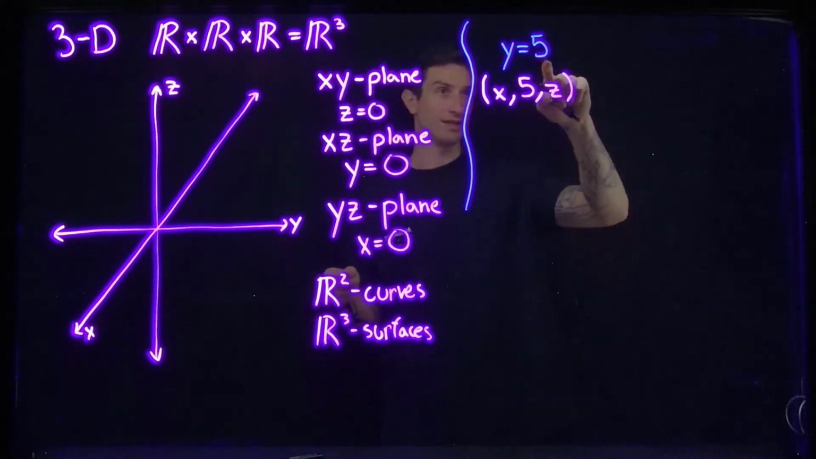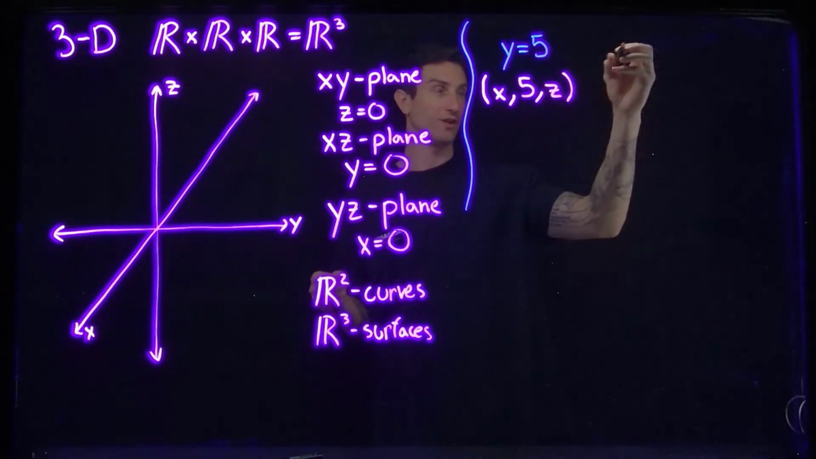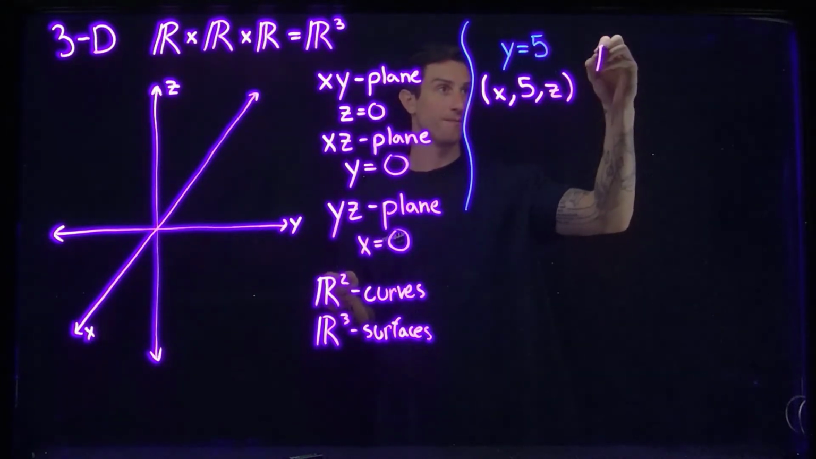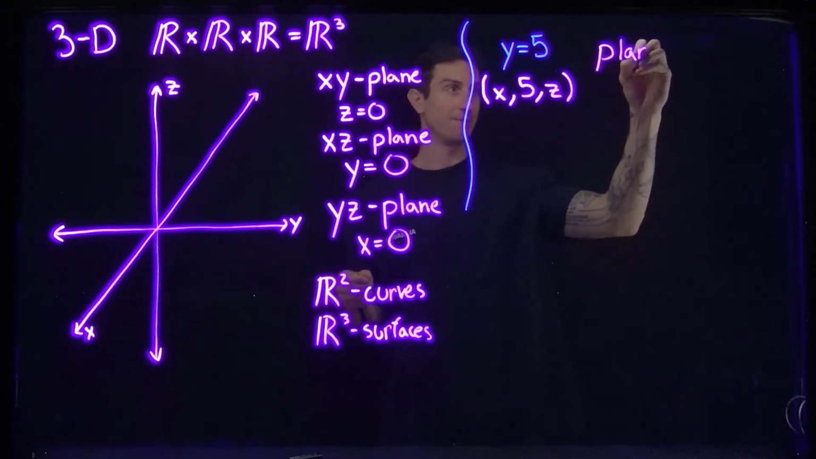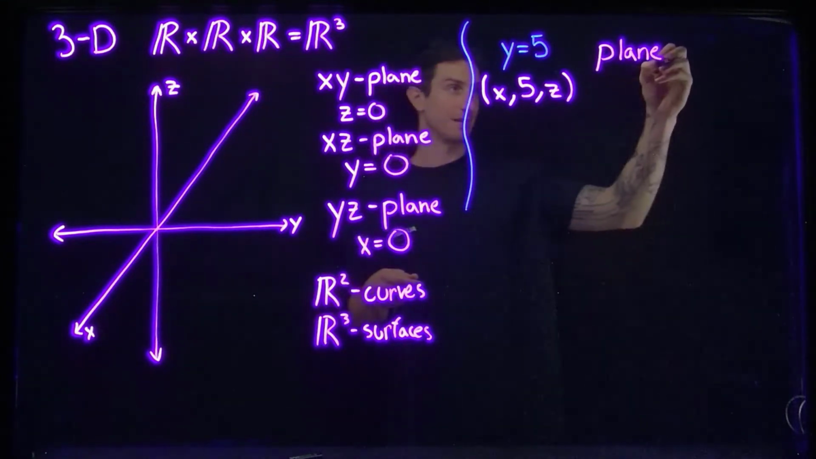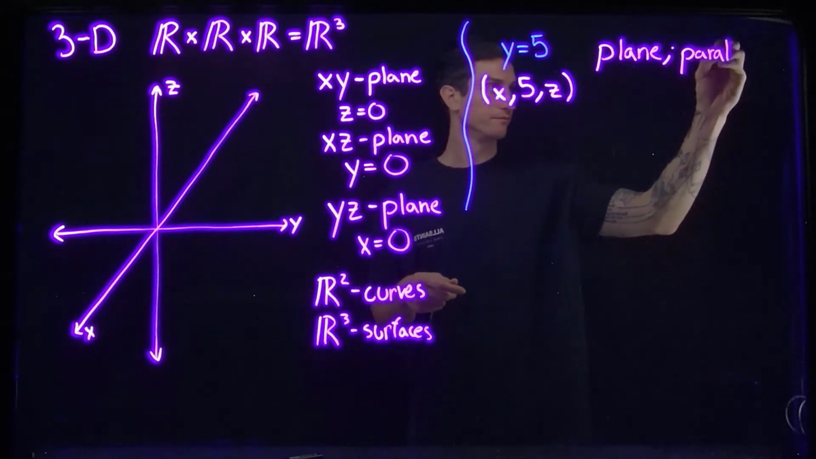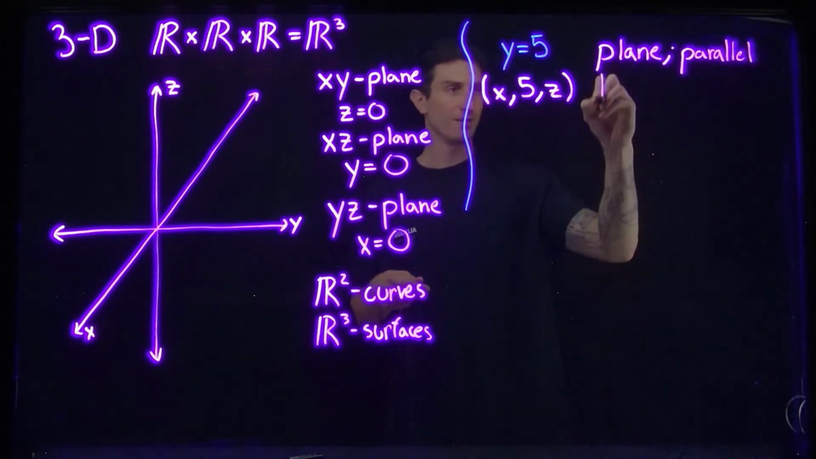So what we end up having is Y is equal to 5, and it's going to be a plane. Think about a piece of paper as a plane, a flat surface, but it's going to be parallel to my XZ plane.